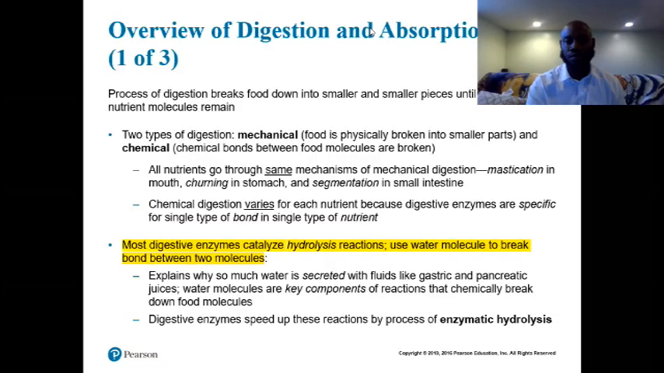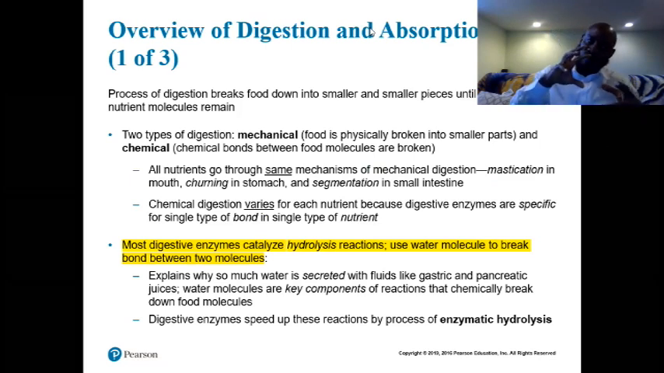All right, so digestion breaks food down into smaller and smaller pieces until only individual nutrient molecules remain. There's mechanical digestion. We talked about starting with chewing the food, and then peristalsis and the churning and the segmentation. And then we also have chemical digestion. So not only do we break down the food mechanically, but we have chemicals, enzymes, that react with the food to break apart the chemical bonds.